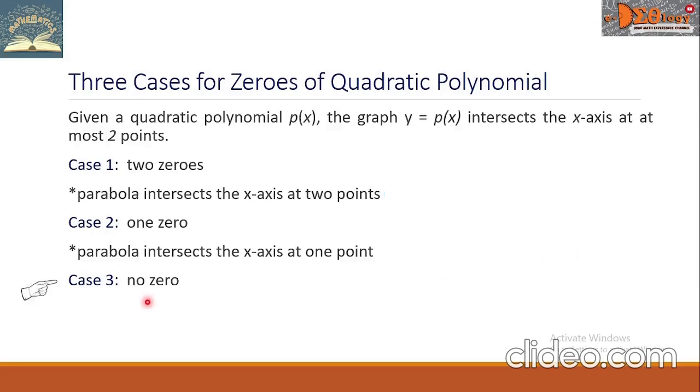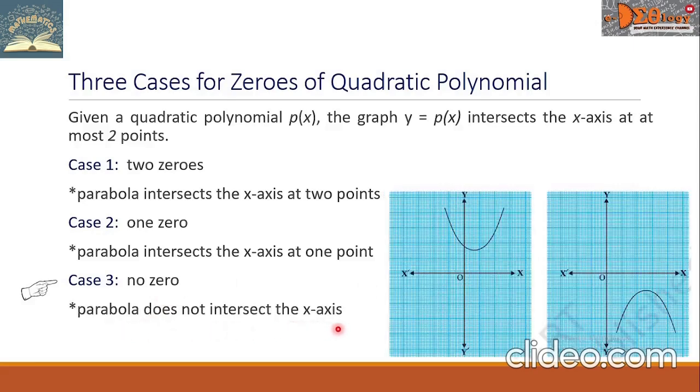Now case 3, when we have no zero. It means the parabola does not intersect the x-axis. We have here two examples. In our first example, the parabola opens upward. This parabola is located above the x-axis, so it does not intersect the x-axis. The second example is a parabola that opens downward, but it is located below the x-axis. That is why it does not intersect the x-axis.